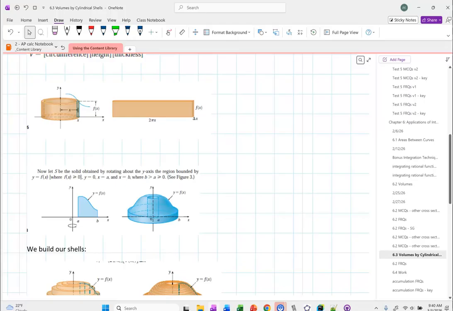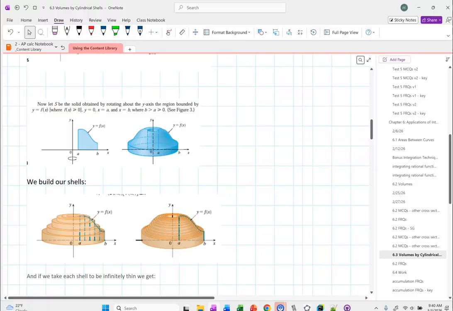So the radius here is x, so we have 2 pi x as the circumference. F of x is the height, and this delta x, or this dx, eventually, will be like the thickness of these shells. Does that feel okay? Visualizing what you're doing: let's say this is our function, and we're rotating about the y-axis. We're going to get some kind of three-dimensional shape that looks like a plunger shape.